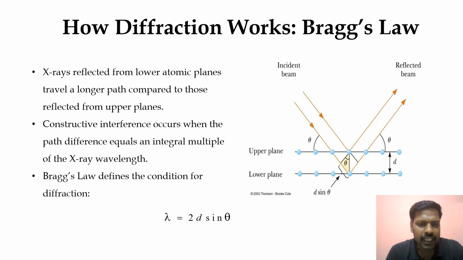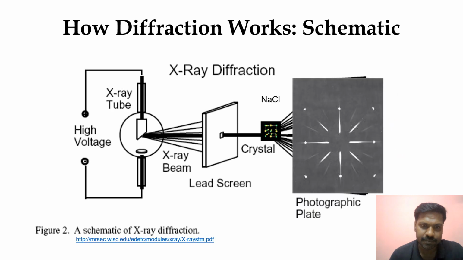Bragg's law explains why diffraction occurs. X-rays reflected from different atomic planes travel different distances. When the path difference is equal to a whole number of wavelengths, constructive interference occurs. Bragg's law is given by n lambda equals 2d sin theta. This equation relates the wavelength of X-ray, the spacing between crystal planes, and the diffraction angle.